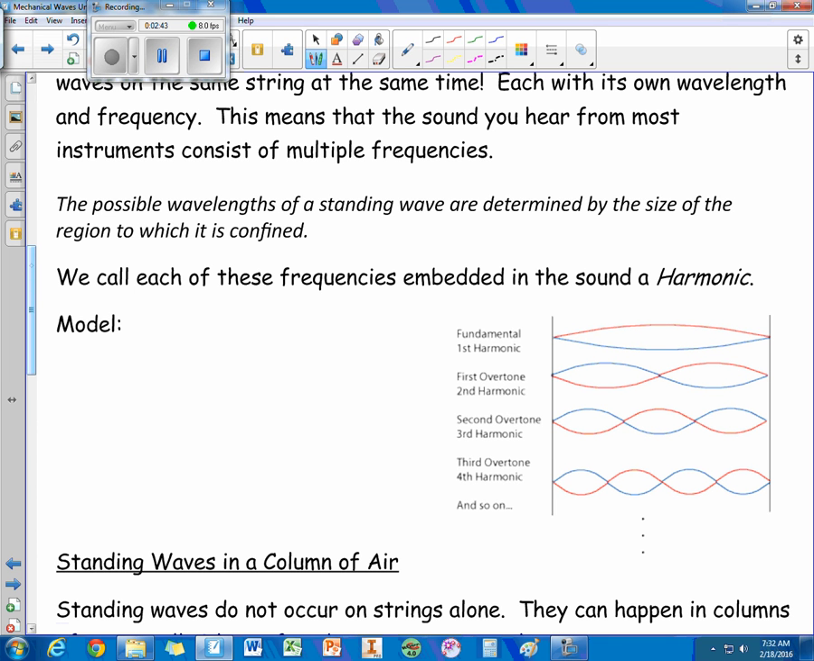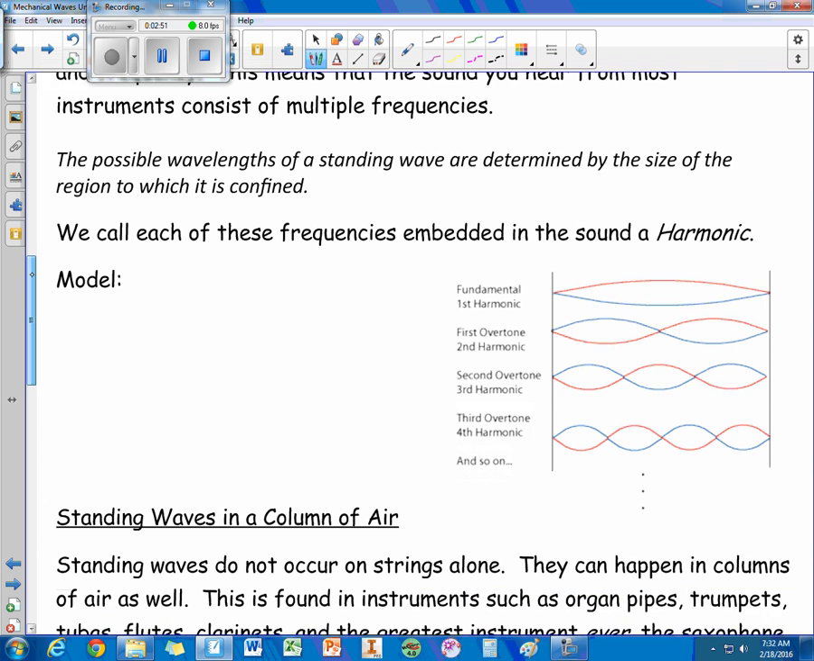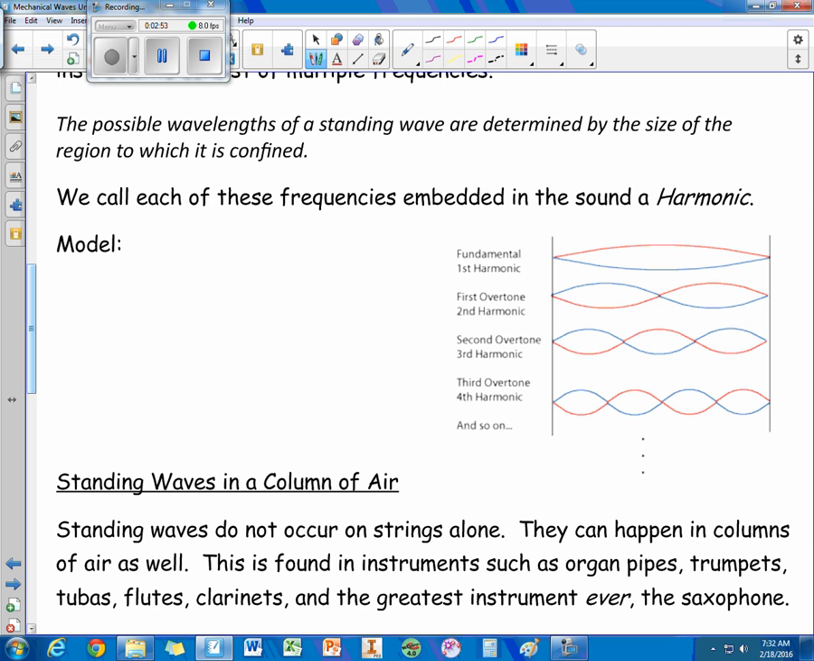Now, the possible wavelengths, we want to be able to calculate that, and it's determined by the size of the region to which it's confined. So let's take a look at this. We got our fundamental, or the first harmonic, first overtone, or second harmonic, so on and so forth. And notice how these are divided up. Now something else, remember that one complete wavelength looks like that.